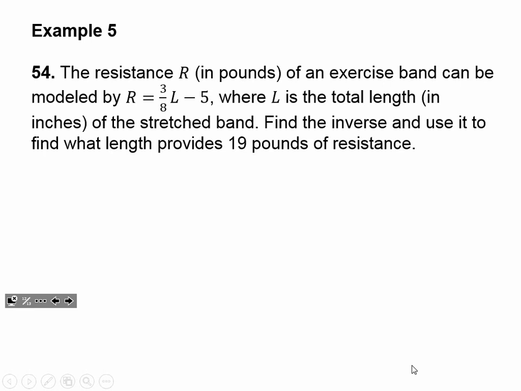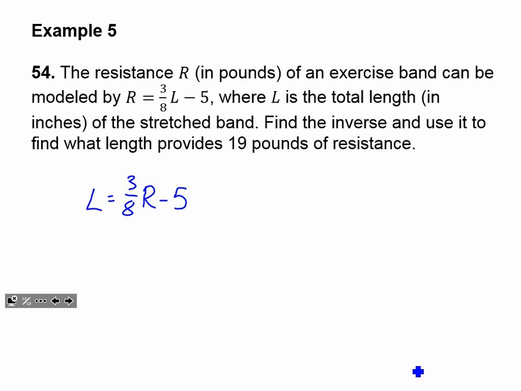Here we've got an exercise band that relates the total length of the band when it's stretched out to how many pounds of resistance it applies. It says find the inverse, and then use it to find what length provides 19 pounds of resistance. So usually pounds of resistance is an output. We want that as an input. So for our inverse, I'm going to reverse the roles of R and L. Okay, flip the roles of my input and output.